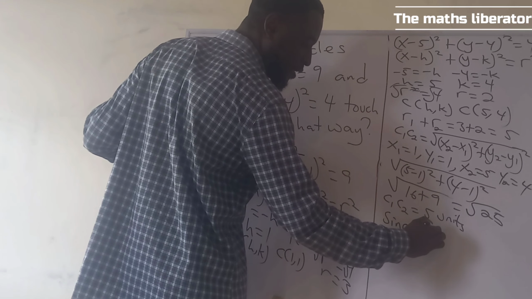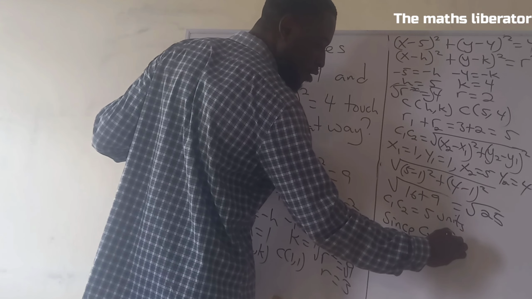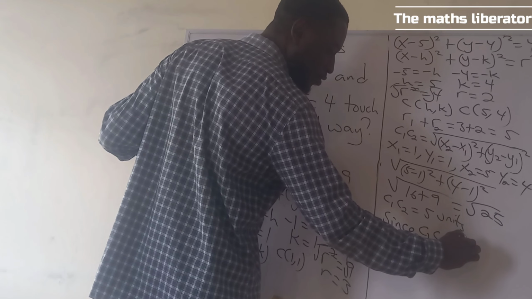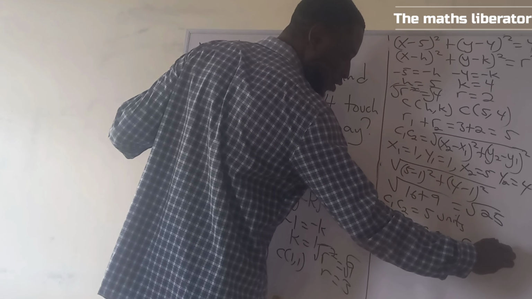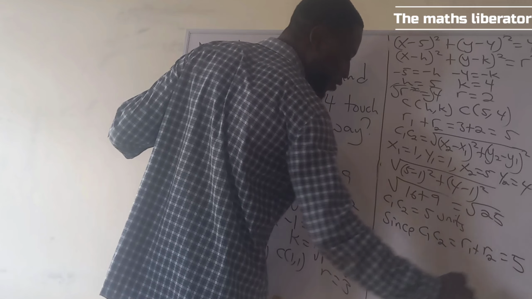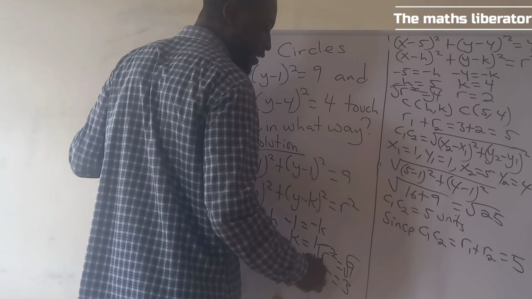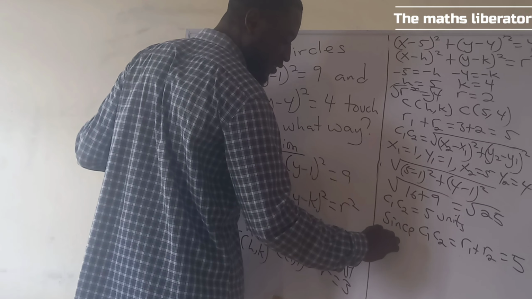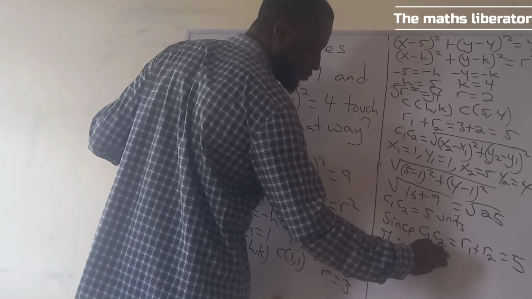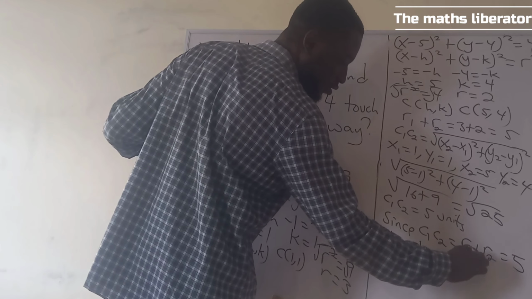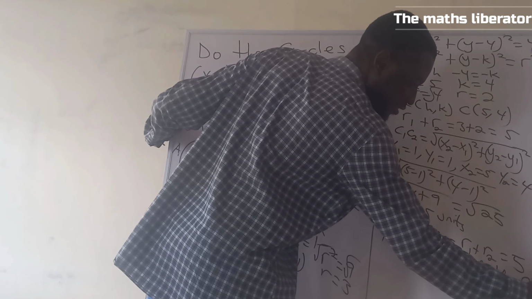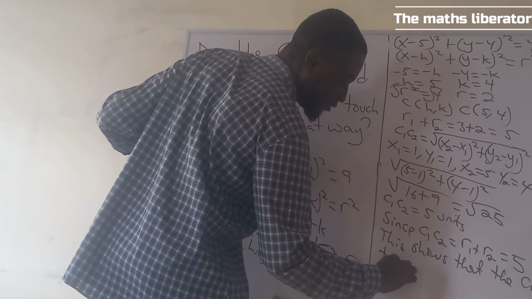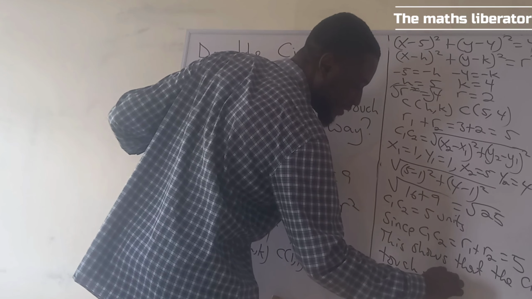So since the distance from center 1 to center 2 is equal to the radius of the first circle plus the radius of the second circle, which also gives you 5, all of them give you 5. This shows that the circles touch externally.